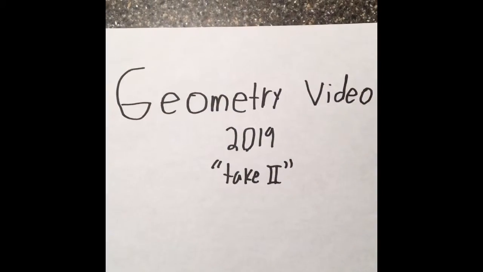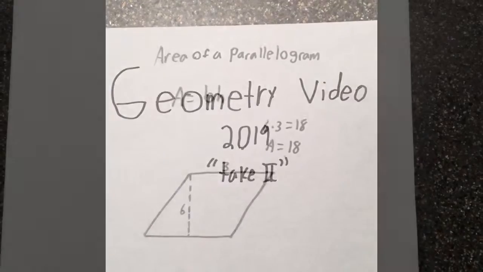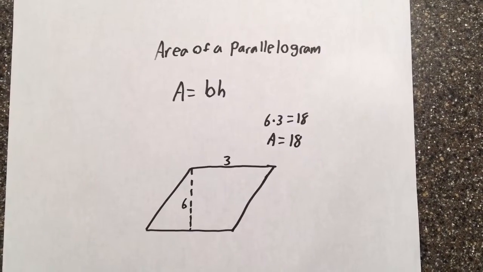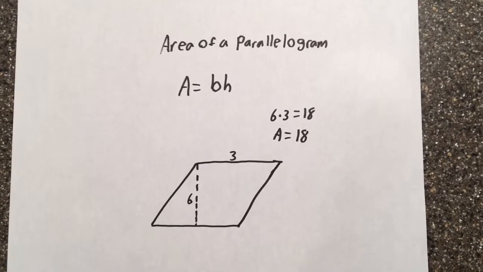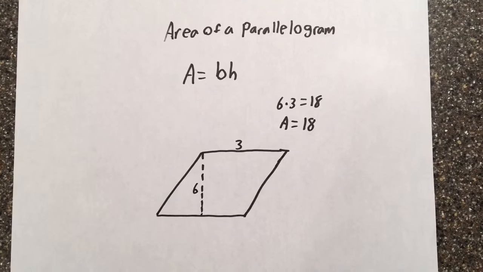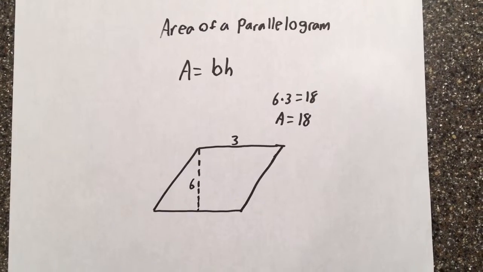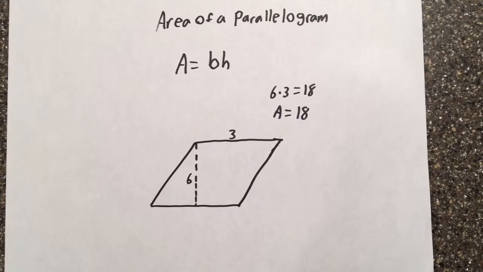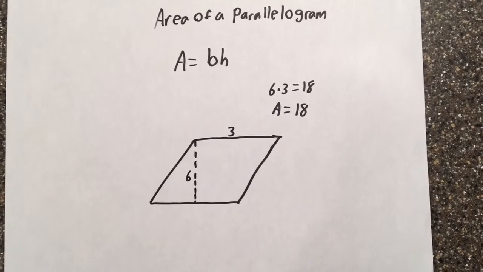Geometry video 2019, take 2. Area of a parallelogram. The equation for area of a parallelogram is A equals B times H, with B and H both standing for base and height. Our base in this case would be 3, and our height would be 6. 6 times 3 is 18. Thus, your area would be 18.